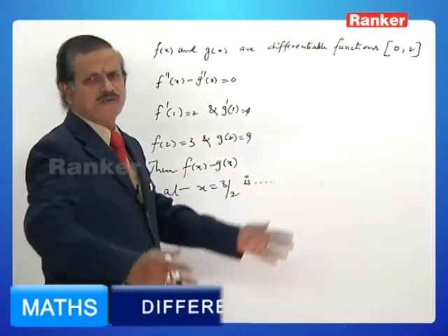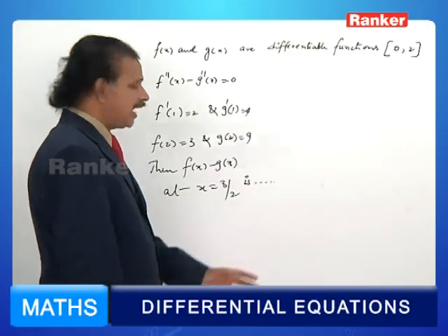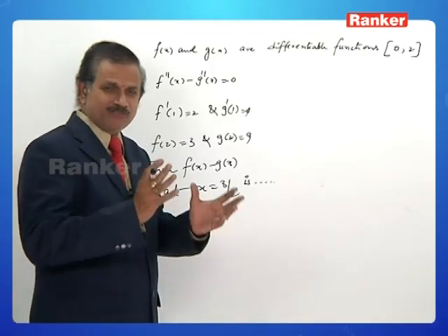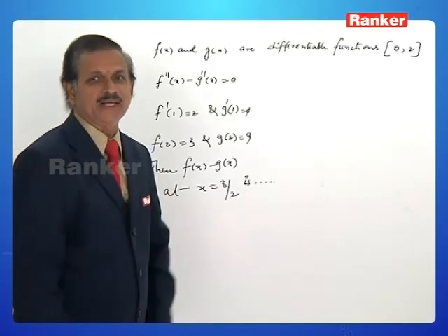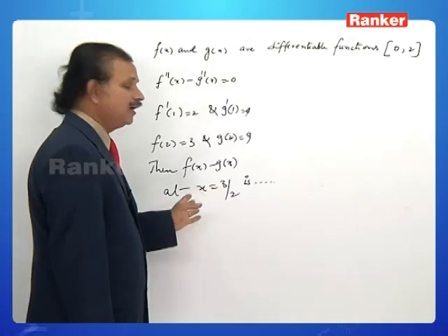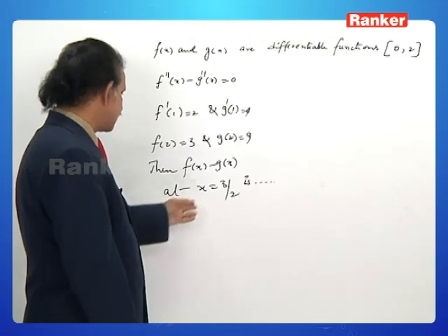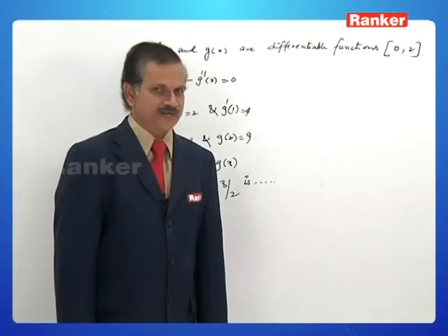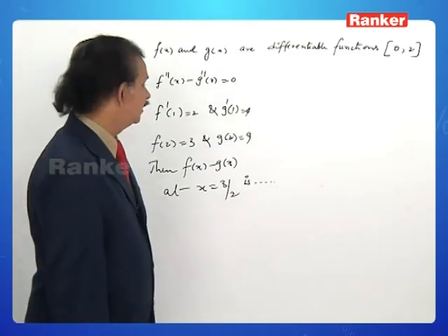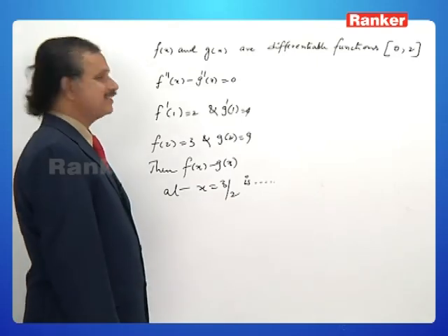There is a lot of information given and you are supposed to make use of the information in a planned way. Unless or otherwise you cannot get the requirement, that is the value of f of x minus g of x at x is equal to 3 by 2. You must use it very carefully, very, very careful. Okay, what is the data?